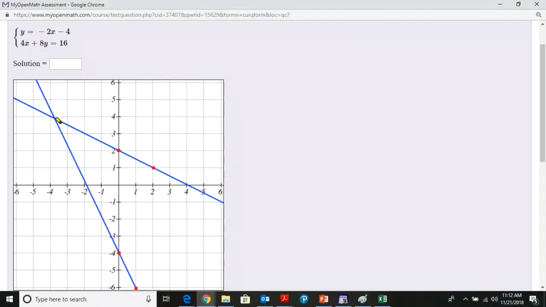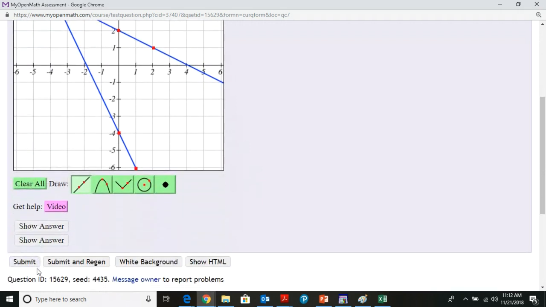Okay, you guys, I hate it when it's not perfect. Should we just kind of guess at it? How about -3, oh, 3/4 of the way down. So -3.75, comma, and it looks like it might go up 3.75. I bet it's going to say this is wrong. I hate it when it's not perfect. So let's see what we get.